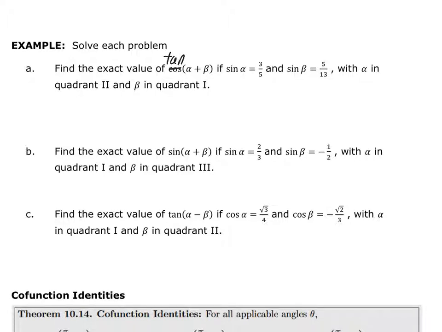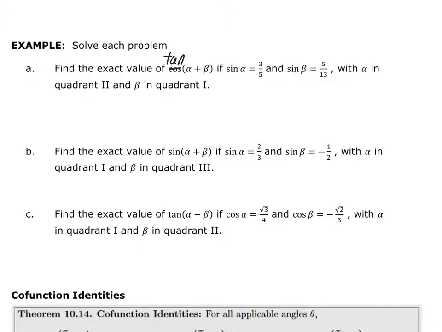When you're given the angles and you're asked to find the sum and difference, the way that you're going to do that is find all of the missing pieces for alpha and beta. In this particular example, I don't care what the angle is. I want those ratios. I don't care what alpha is. I don't care what beta is. I want to know what the ratios are.